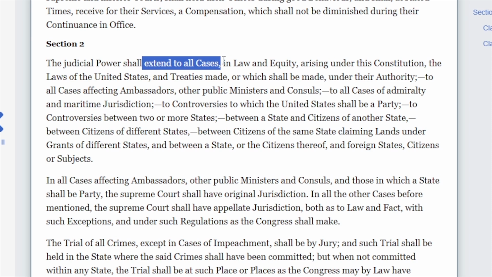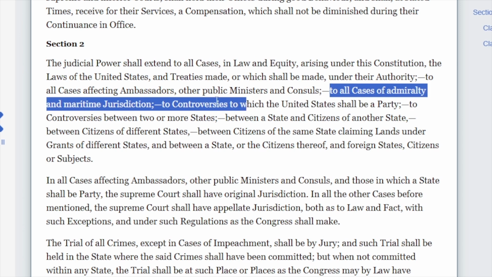These are the three types of jurisdictions. We have common law, which is going to be in law here, and then we have equity. Before you disagree, hear me out. And to all cases of admiralty and maritime jurisdiction. I'm saying there's three different types of jurisdictions listed here, and I'm going to tell you how this manifests.